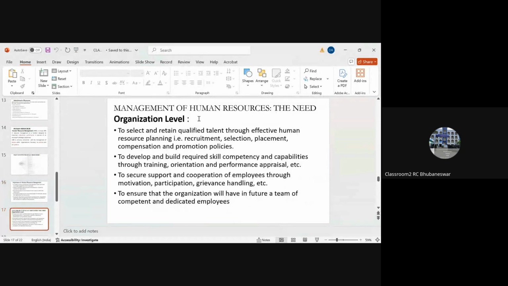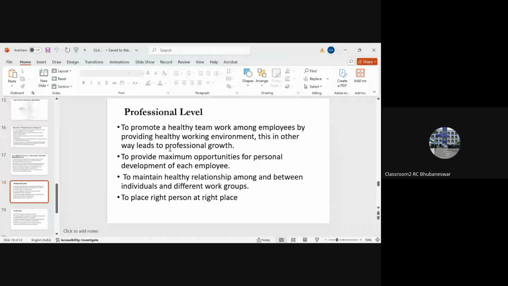Management of human resource, what are the needs? It is very important. Management of human resource or managerial skill in our profession. Teaching is a profession. In our profession, it is important to promote healthy teamwork among employees. How can we improve the healthy teamwork?